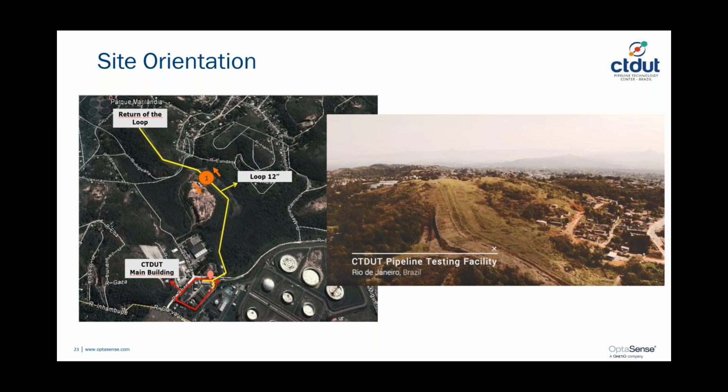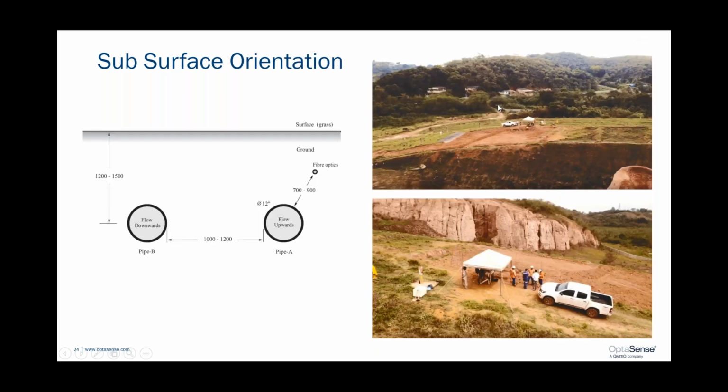Some of the ground was a little marshy. We wanted to find a representative soil location that was easily accessible, and we had a service road to allow us to get there. The subsurface orientation of the tests, I mentioned we had the upwards flow on one side, 12-inch diameter pipeline, downwards flow on the other side, separated out by around 1 meter to 1.5 meters.